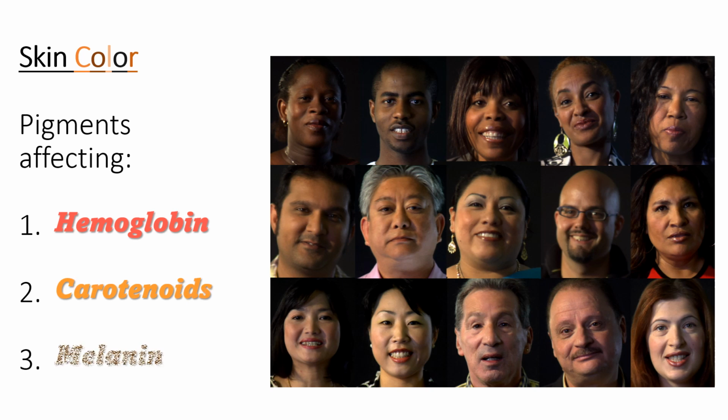And then our most well-known melanin, usually a dark brown or a blackish color. And again, the combination of hemoglobin, carotenoids, and melanin give us the vast diversity of colors that we see worldwide and in our own country.